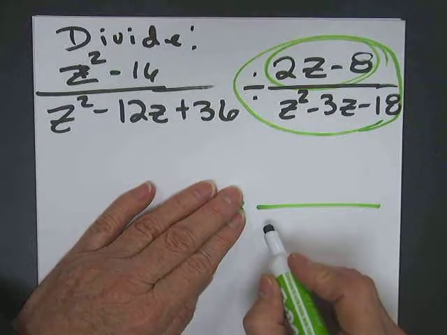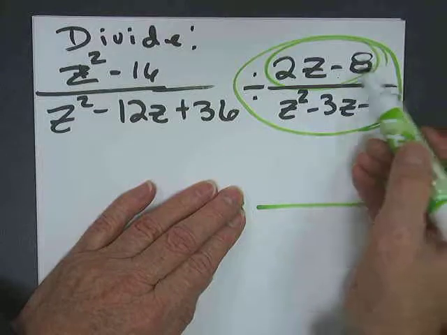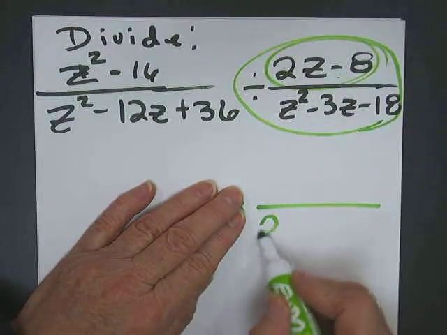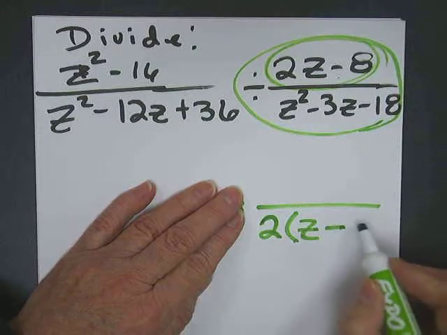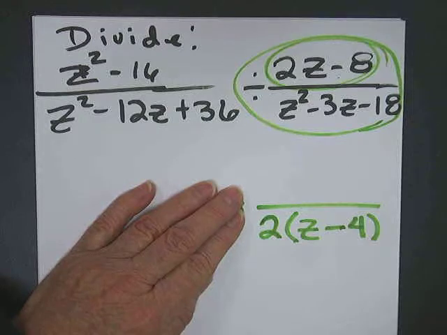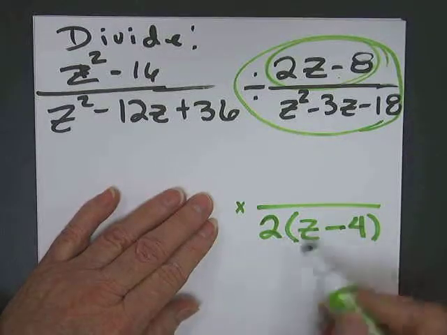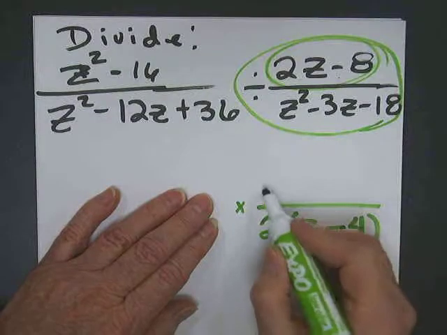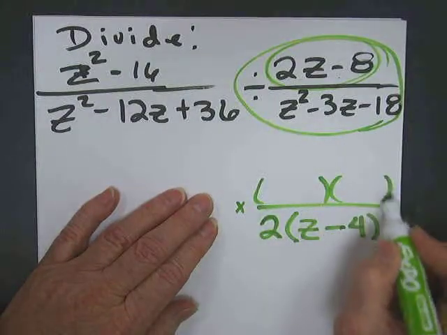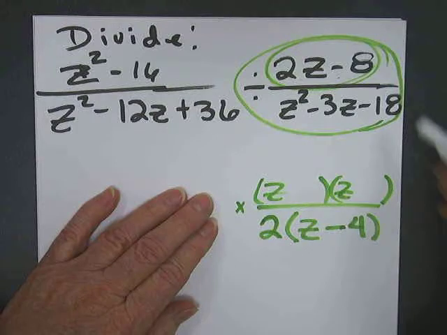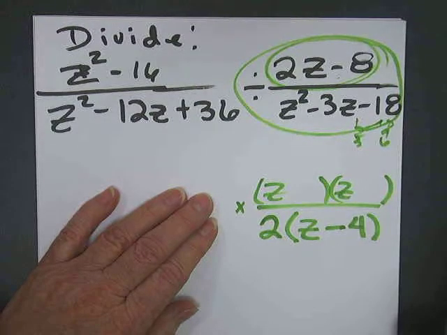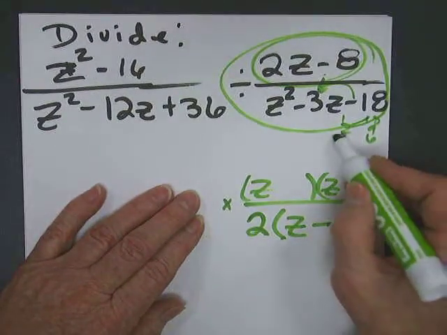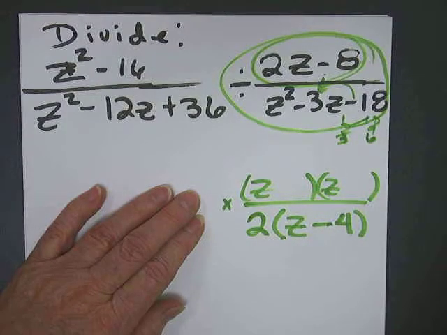What I like to do as a visual, just to make sure I don't forget, is circle the one I'm going to be flipping over. Because when you divide by a fraction, you multiply by the reciprocal. So I circle that so I don't forget when I bring it down here that this one's going to end up on top. I start right here: this is going to be on top, that's going to be on bottom. This one's easy to factor, so let's stick that on bottom.